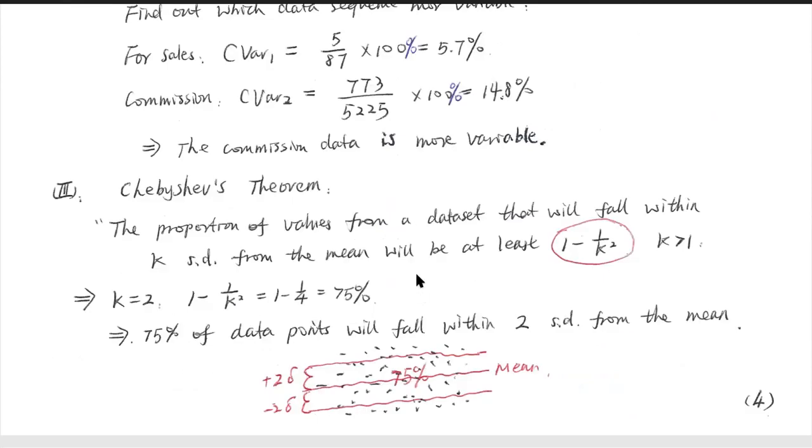Now, for the third part, Chebyshev theorem. What does that mean? It's a very abstract theorem in statistics. You probably don't care about this person here, Chebyshev, but I do care though.